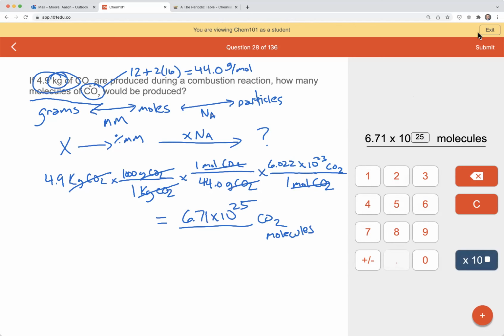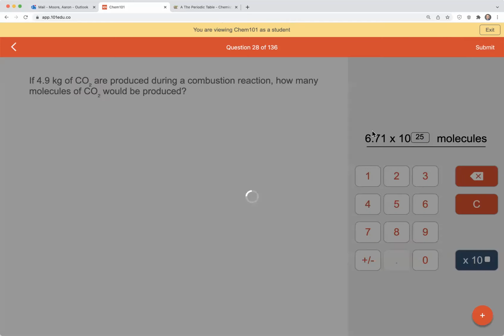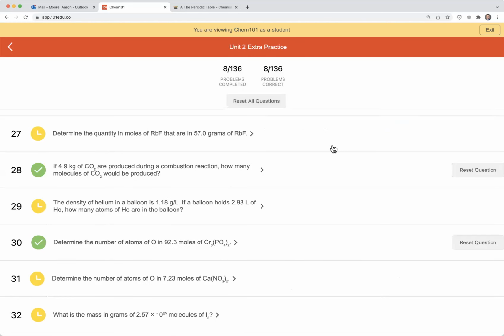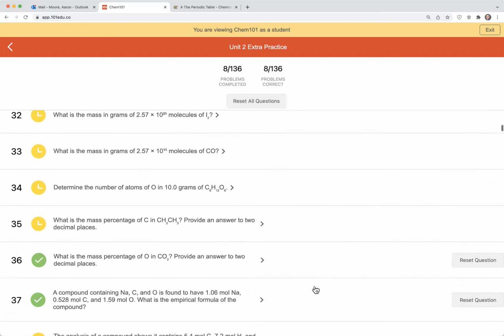And I'll clear away all the drawings here. We'll submit the work, and that is correct. Okay. All right, so that's number 28. Okay, so the next one that I want to look at, I'm going to move down to number 46.